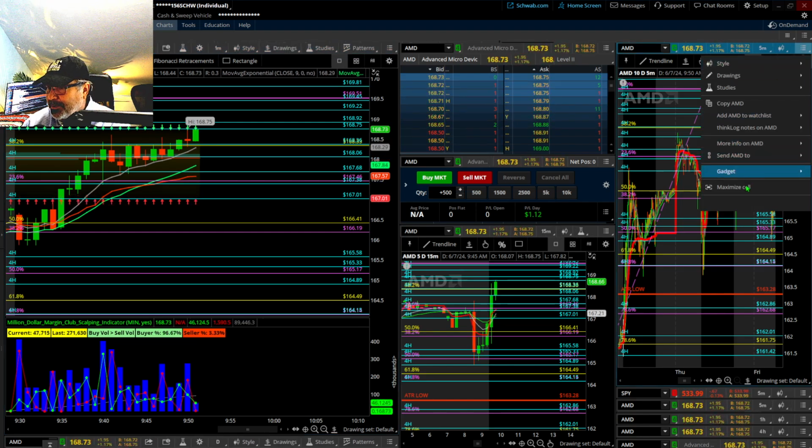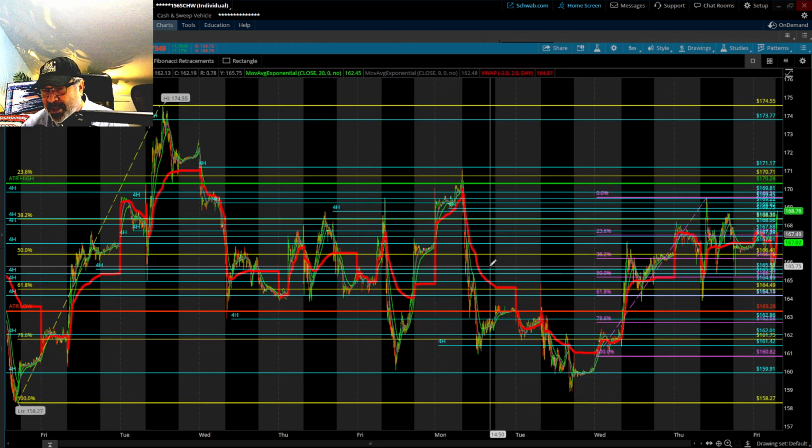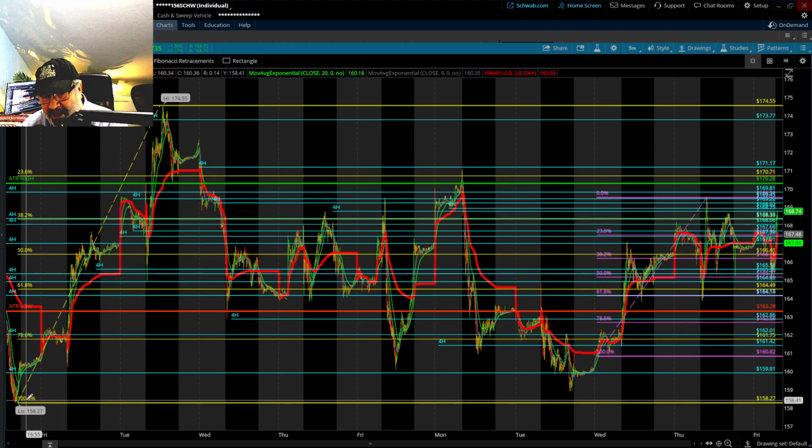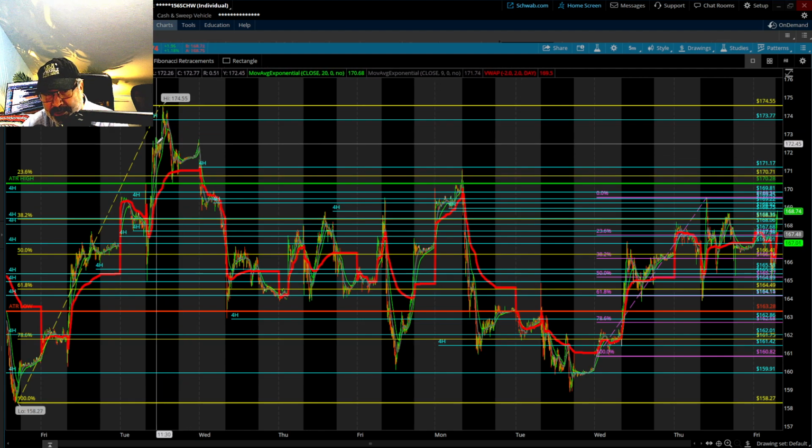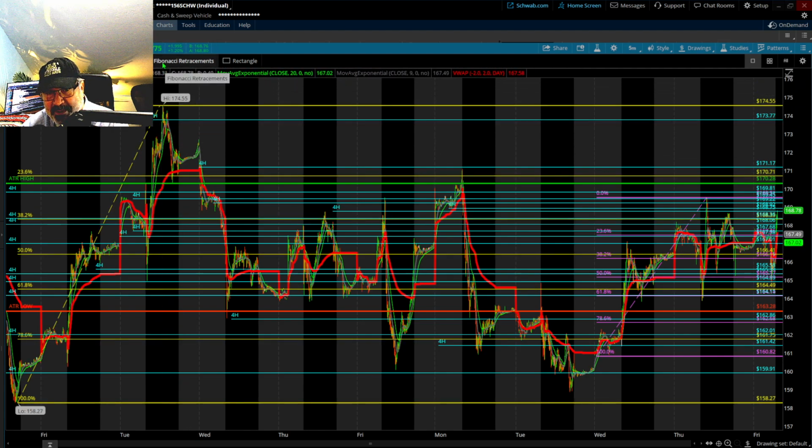So this is a 5 minute chart, and these yellow lines you see are what they call Fibonacci levels. You can put that up on your chart. It's under your tools. You see right here, Fibonacci retracements. Hopefully you can see that from my picture.